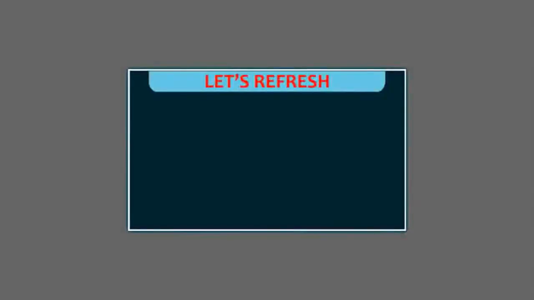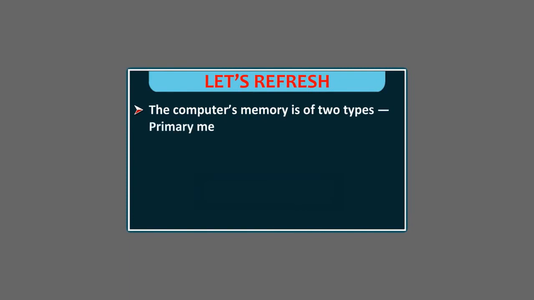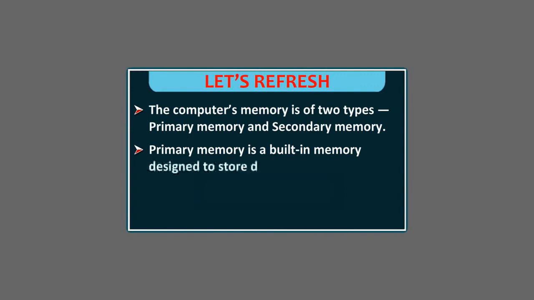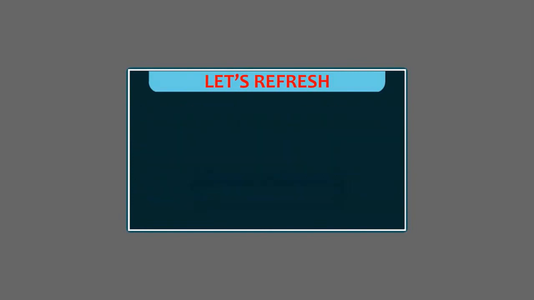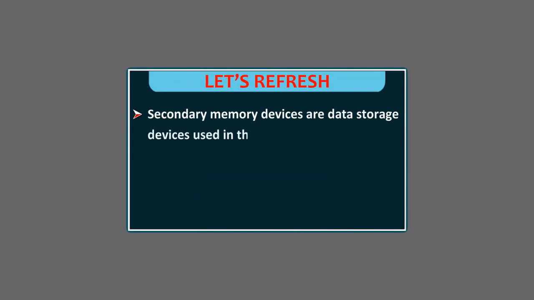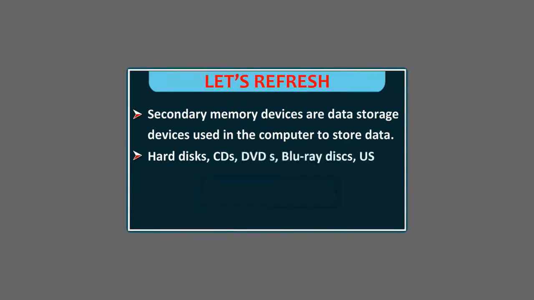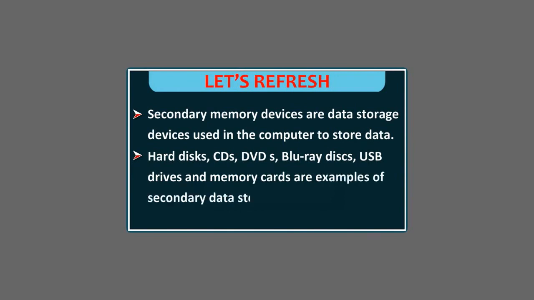Let's refresh. The computer's memory is of two types, primary memory and secondary memory. Primary memory is a built-in memory designed to store data and instructions. Primary memory is of two types, RAM and ROM. Secondary memory devices are data storage devices used in the computer to store data. Hard disks, CDs, DVDs, Blu-ray discs, USB drives and memory cards are examples of secondary data storage devices.